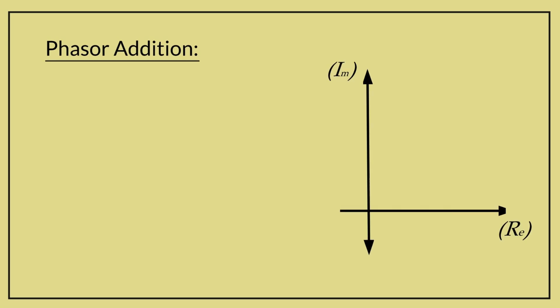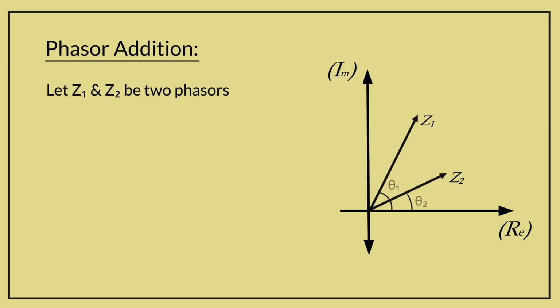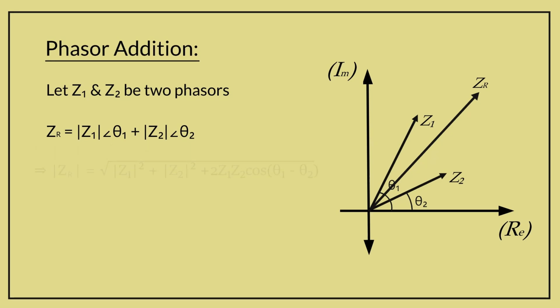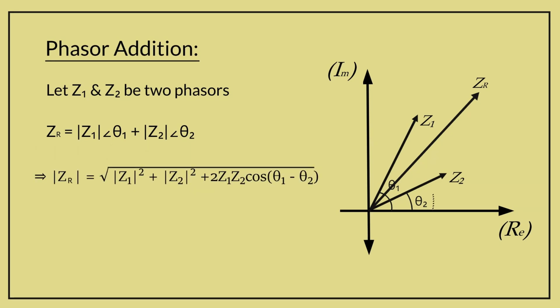Now let's move on to phasor algebra. In phasor addition, let the phasors be Z1 and Z2. The sum of the above two phasors can be shown diagrammatically. Thus the resultant phasor, which is the sum of the other two phasors, is given as, while the angle of the resultant phasor is represented as.